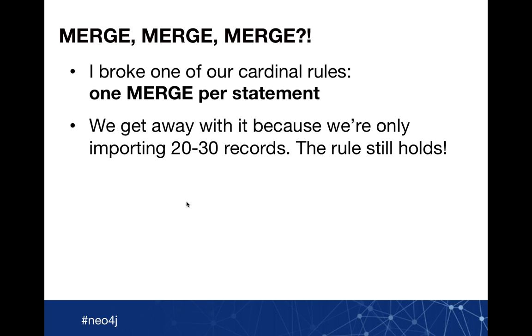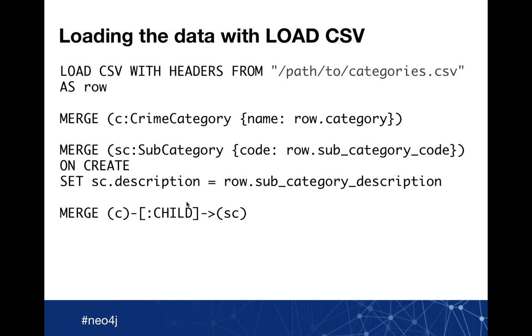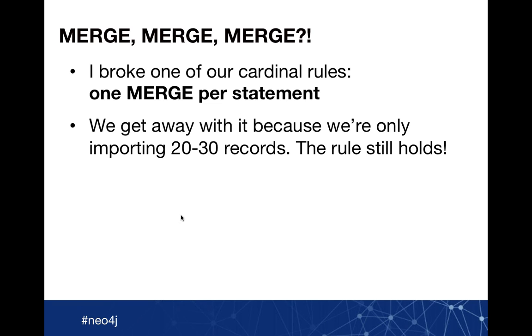which was, only do one merge per statement. If you look at that again, we've actually got three merges. When you're dealing with big data sets, this can be quite slow, as Cypher tries to make sure that it's keeping the safety properties that it ensures, and doesn't let you get into an infinite loop.